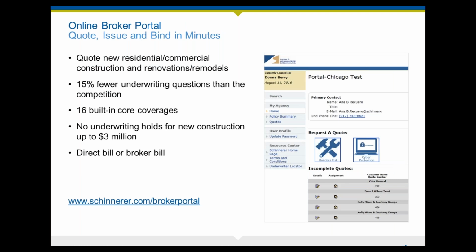Again, I would like to just focus on our ease of doing business. We quote new residential and commercial construction and renovation projects, with 15% fewer underwriting questions, and 16 built-in core coverages. And we offer this on direct bill or broker bill.